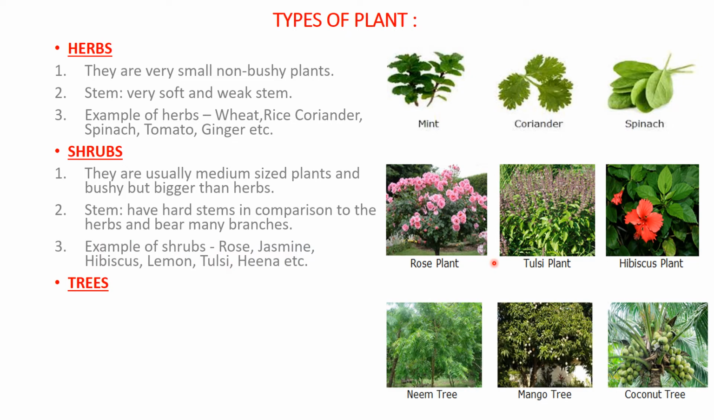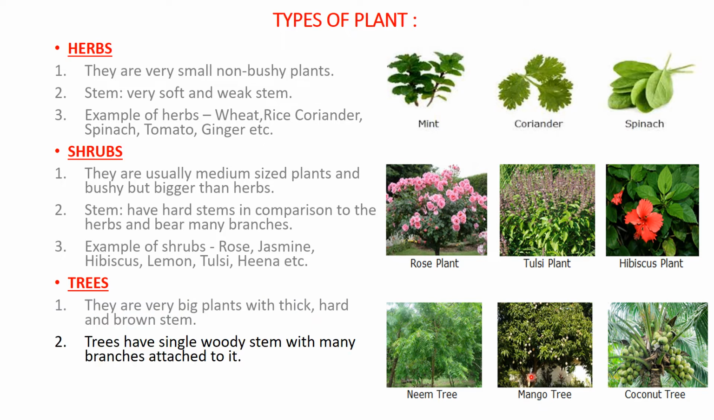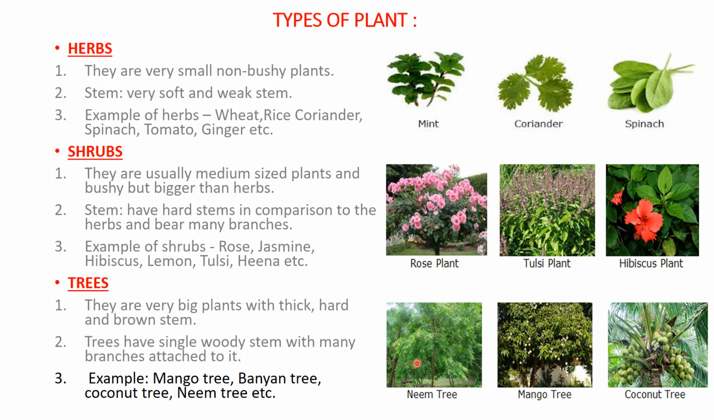Next, trees. They are very big plants with a thick, hard and brown stem. Trees have a single woody stem with many branches. Examples of trees are mango tree, neem tree and coconut tree. I think almost all of you have seen these trees. You can easily differentiate now between herbs, shrubs and trees, isn't it?